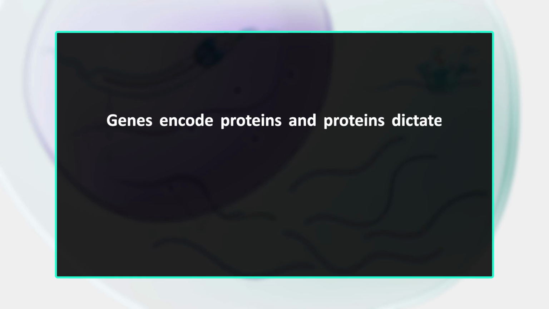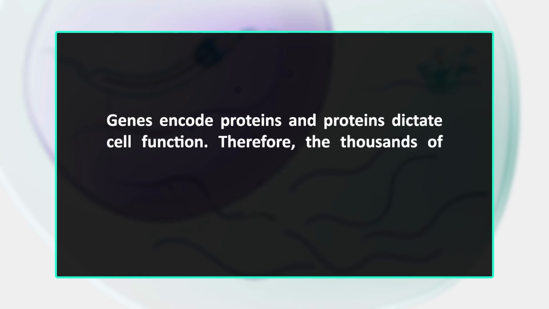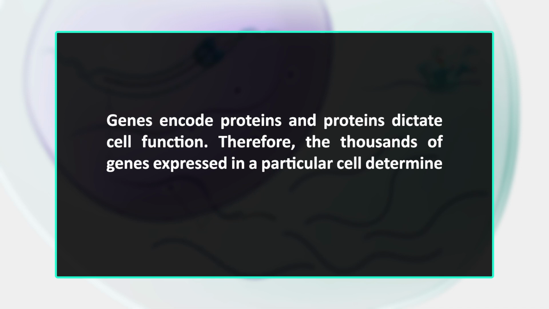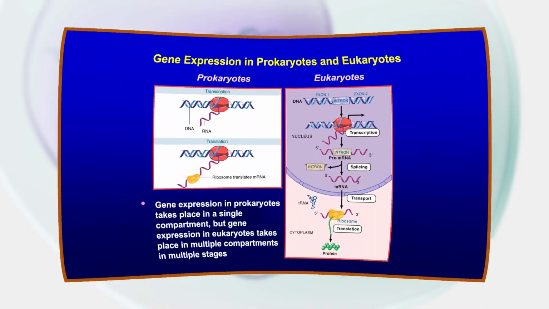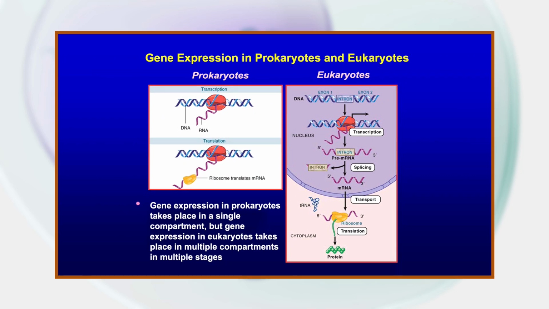Genes encode proteins and proteins dictate cells' function. Therefore, the thousands of genes expressed in a particular cell determine what that cell can do. Therefore, we can define that gene expression is the process by which information from a gene is used in the synthesis of a functional gene product that enables it to produce end products like proteins or non-coding RNA and ultimately affect a phenotype as the final effect.